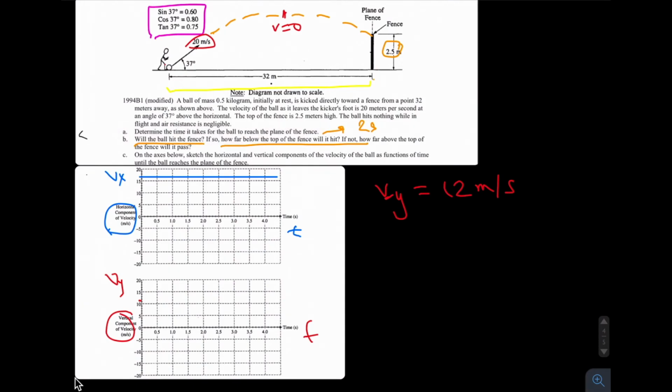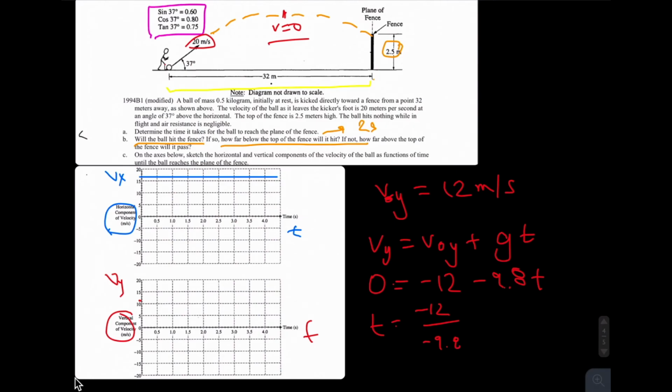So I'm going to make it a bit more accurate. We're going to find the time where velocity is 0. How we can do that is we're going to use one of our big five, which is Vy equals V0 initial plus gt. But g is going to be negative 9.8. So this is going to be 0, this is 12, and this is negative 9.8 t. Solving for that, you get t is around negative 12 over negative 9.8, giving us around 1.2 seconds. I'm just going to round it.